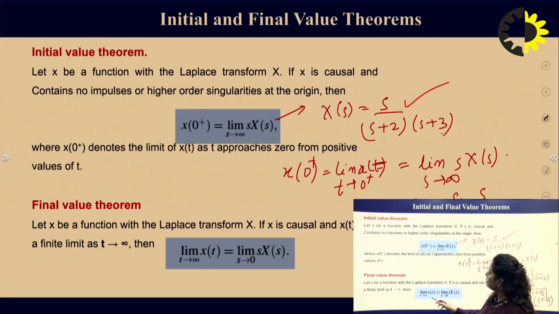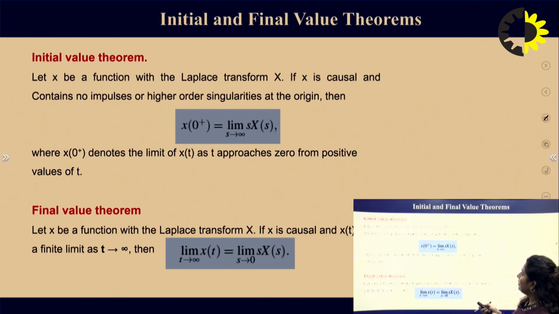Similarly, the final value theorem gives the final value of the signal x(t). It gives the value at t tends to infinity, and on the right side we have s tends to 0 of s X(s). So for the final value, when you put limit s tends to 0 of s X(s), it becomes s square upon (s plus 2)(s plus 3), and then the function becomes 0. So the final value of this particular function is 0 and the initial value is 1.